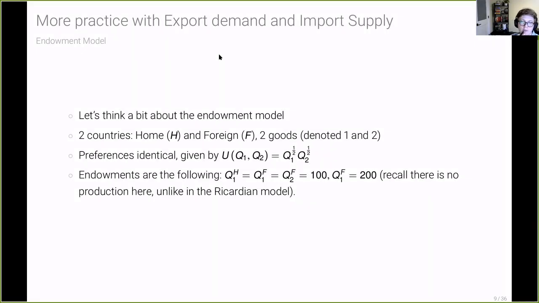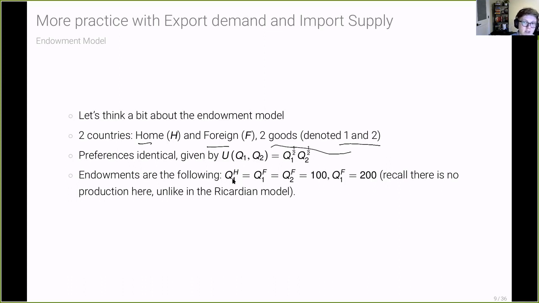So let's talk about the endowment model. The setup is going to be very similar to what we've had before. We're going to have home and foreign, and then just two goods that are going to be denoted 1 and 2. And preferences are going to be Cobb-Douglas, as we've always seen. Consumption of each good is going to have an exponent of half, which means that we're going to spend half of our income on the consumption of each of goods 1 and 2.